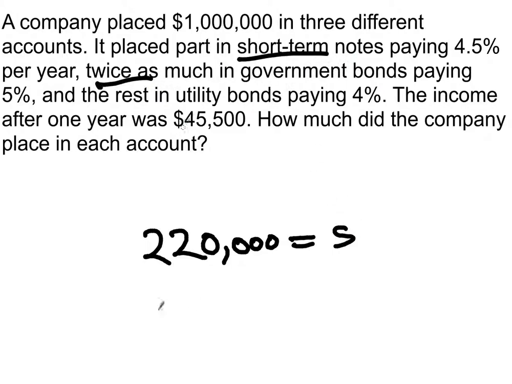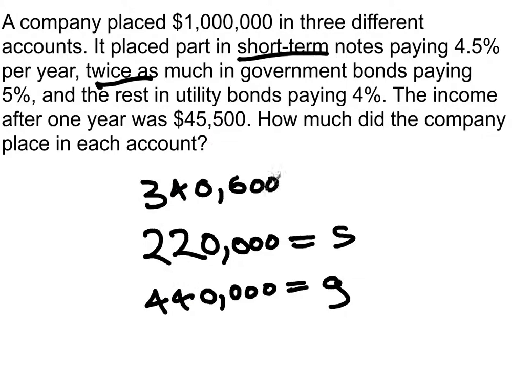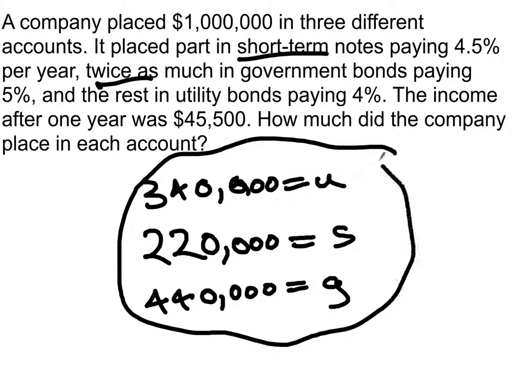Twice as much went in government bonds, that's $440,000. And then the rest went into utility bonds. So that's $340,000 that went into utility bonds. 340 plus 220 plus 440 equals 1,000, or $1 million. So this is the amount that you should get for each one.